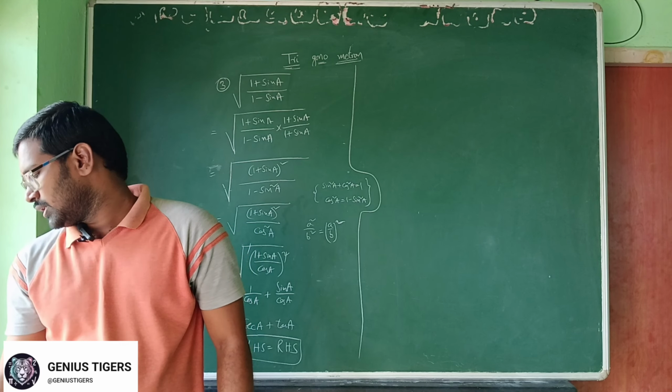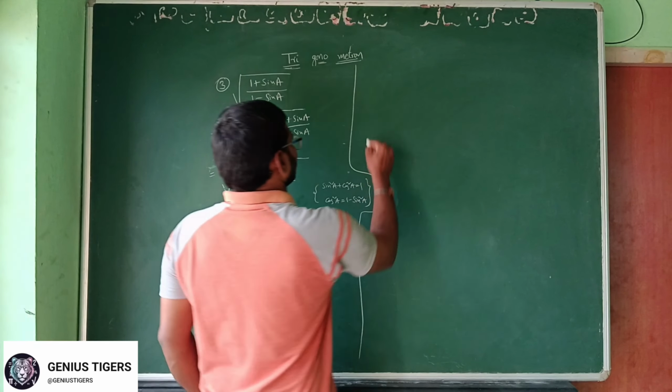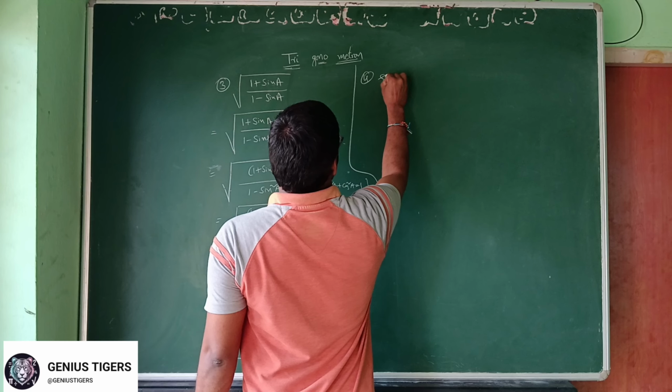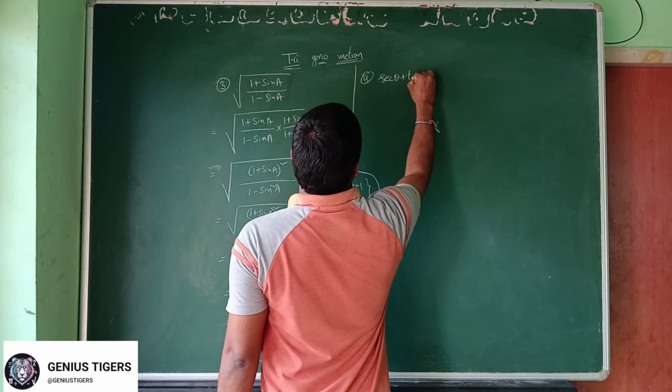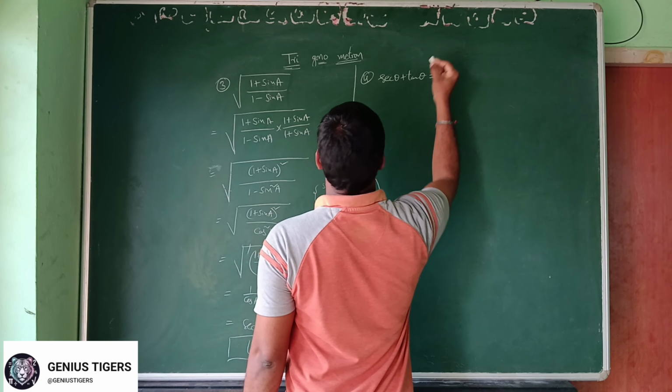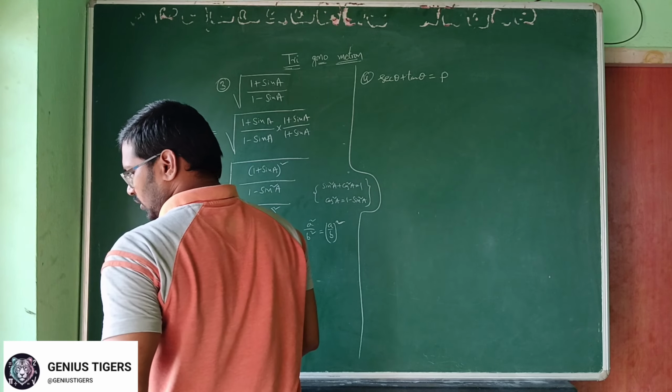And one more important sum is that secant theta plus tan theta is equal to P. Secant theta plus tan theta equal to P.